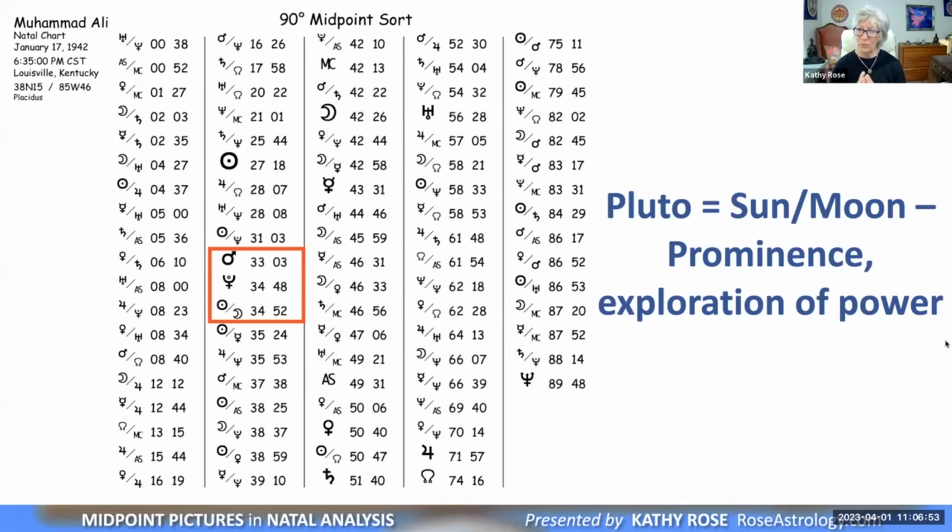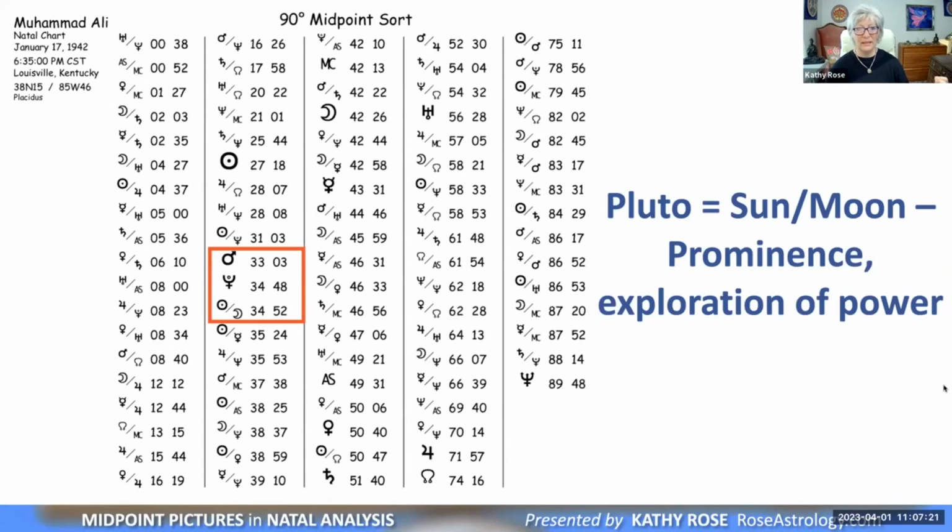But we feel that Pluto equals sun moon as part of the life purpose, prominence, exploration of power. Now let's look at the example. This is the 90-degree midpoint sort for famous boxer and athlete Muhammad Ali, Cassius Clay. And he has this very, very dynamic midpoint picture. Mars equals Pluto equals sun moon.